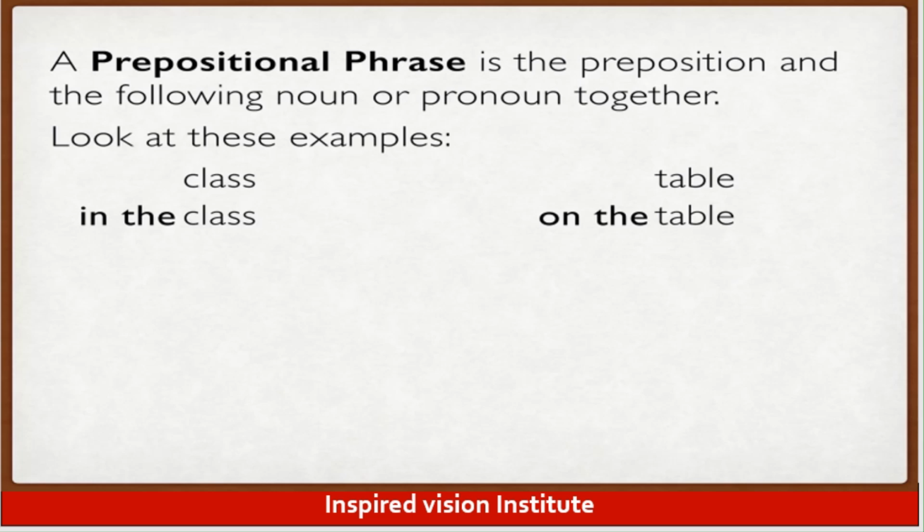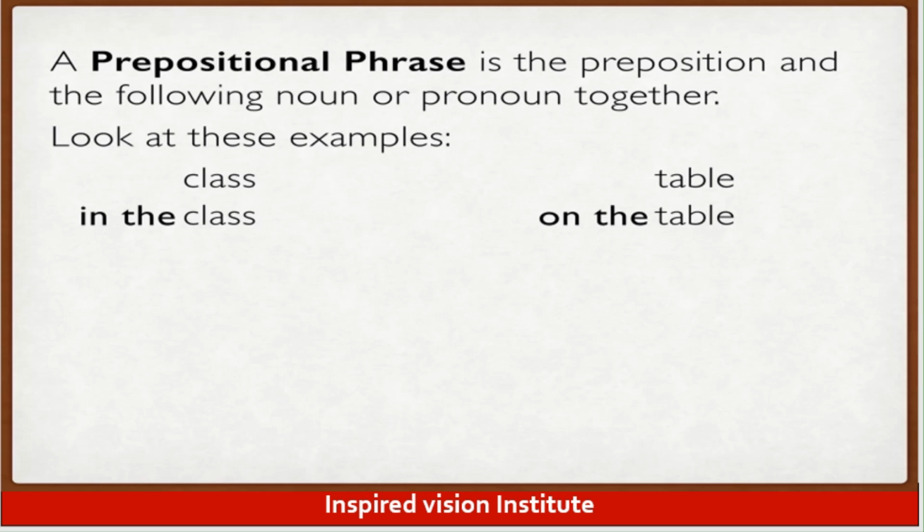Next, we move to the next slide, where we have another type of phrase called prepositional phrase. A prepositional phrase is the preposition and the following noun or pronoun together. Look at these examples. In this prepositional phrase, we have a preposition, and it will be followed by a noun or pronoun. For example, class is a noun. In the class, so in that is a preposition, it is followed by the class, which is a noun, so it is called a prepositional phrase.